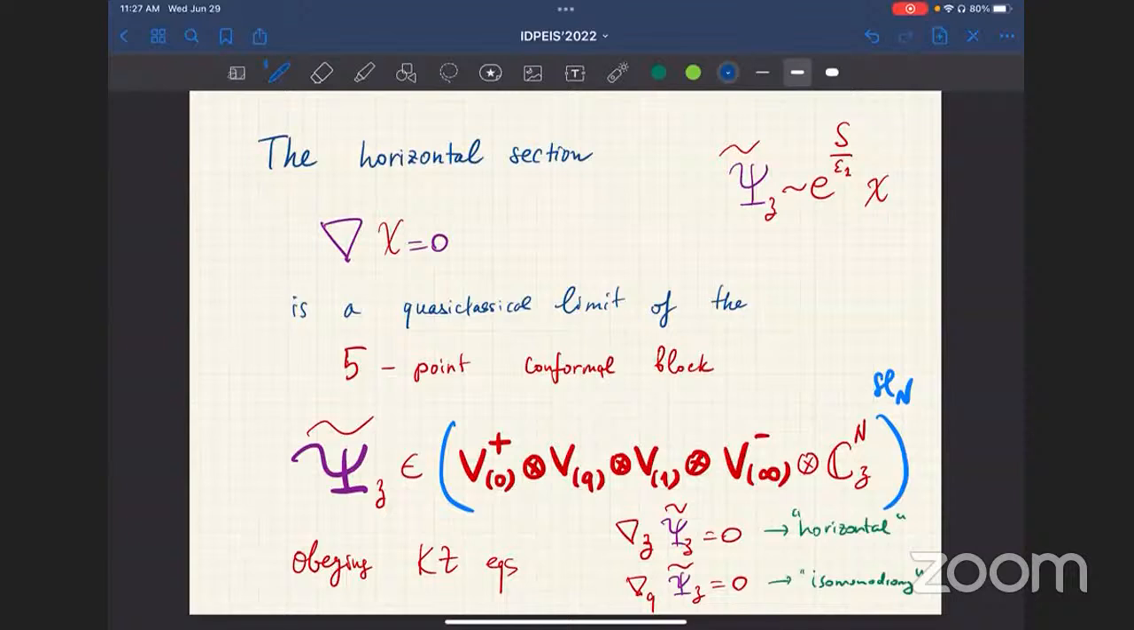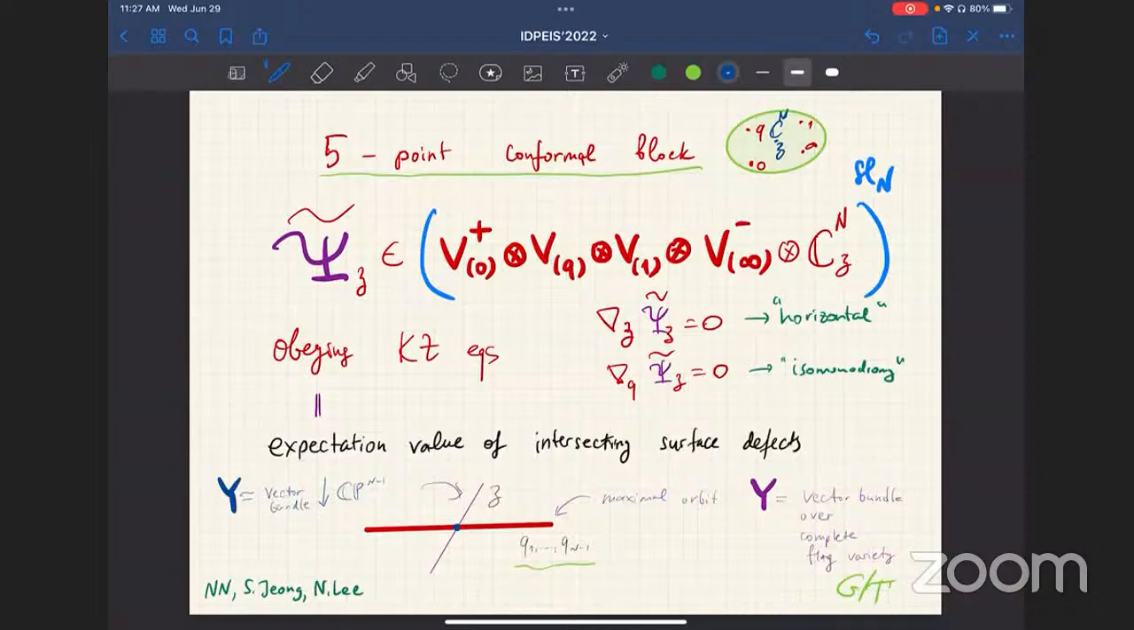If you take the limit epsilon one to 0, the solution of these equations will have the exponential prefactor, the exponential being the Hamilton-Jacobi potential for the isomonodromic deformation problem, and the prefactor will be the horizontal section chi. That's how you recover the ingredients of the isomonodromic deformation from the gauge theory setup.